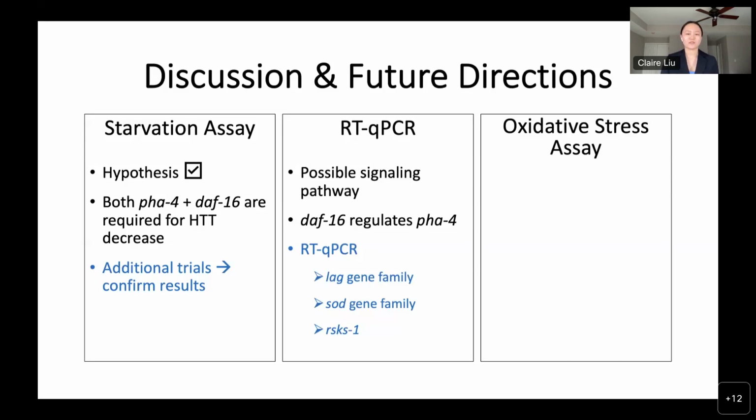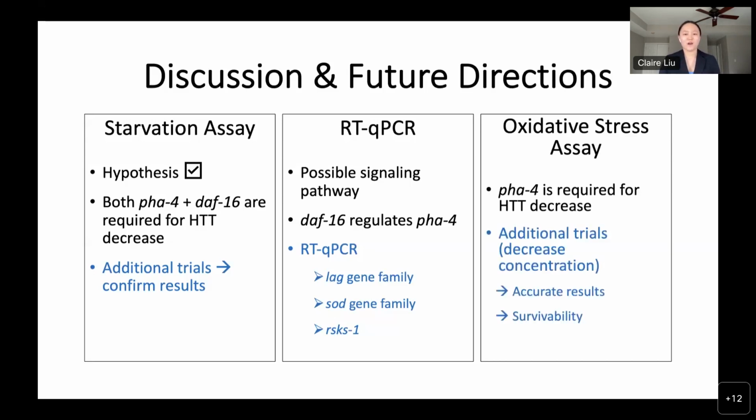And lastly, with the oxidative stress assay, I showed that FOF4 is required for Huntington protein decrease. However, additional trials are absolutely necessary with a decreased concentration of hydrogen peroxide to ensure a more stable sample size and more accurate and credible results, as well as maybe looking into survival rates to see if there is any correlation between the gene knockdown and survivability. But all in all, I hope that my results will contribute to further understanding of the molecular mechanisms behind Huntington's disease and lead to perhaps finding a cure in the future.